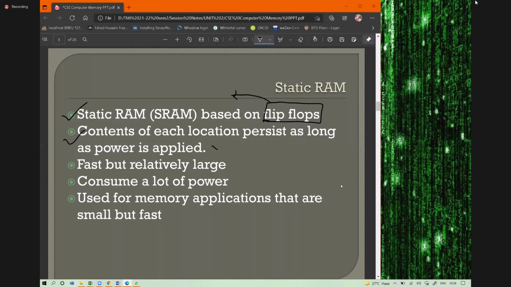Each location persists as long as the power is applied. Once the power is off, the data is lost. That's why every type of RAM is called volatile memory. It is very fast, but relatively large, and consumes lots and lots of power. Used for memory applications that are small but fast. जब भी आपको कोई भी एप्लीकेशन का परफॉर्मेंस बहुत अच्छा चाहिए, that time you will be using this static RAM. And generally this static RAM is supported by the microprocessors depending upon L1, L2, L3 levels of cache memory.